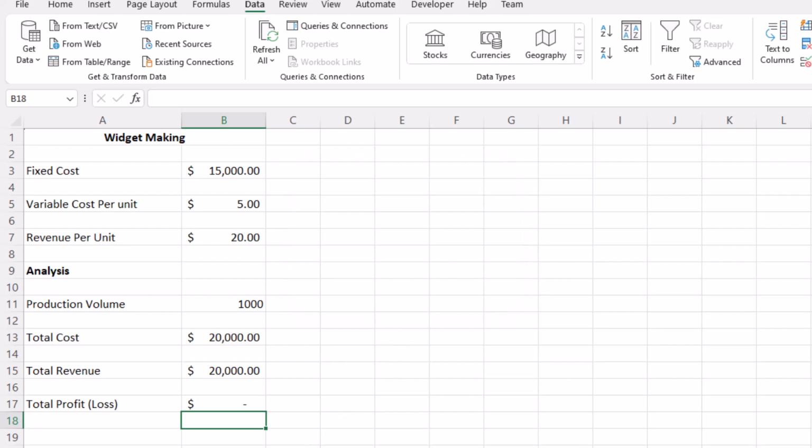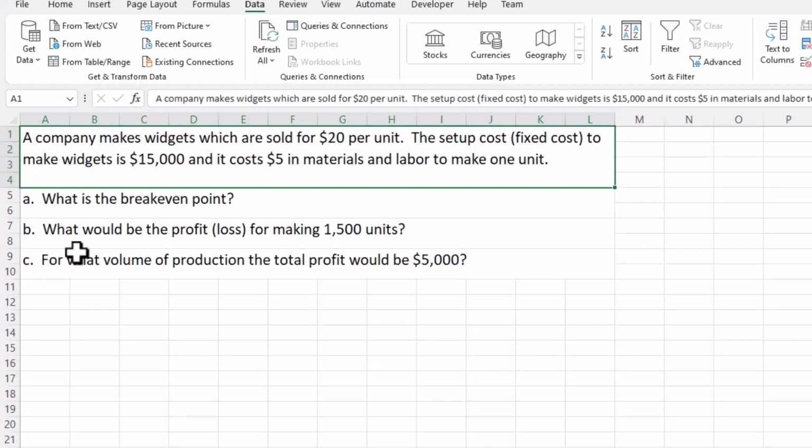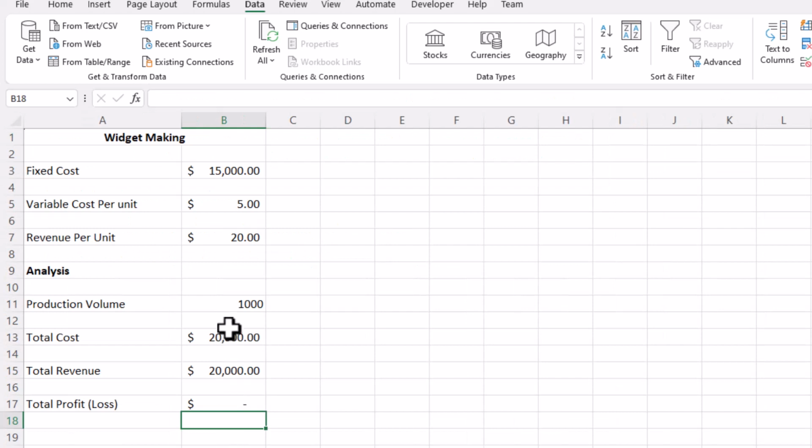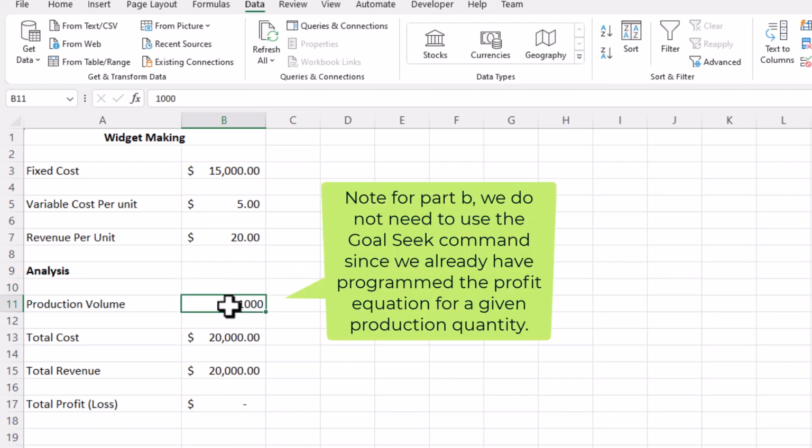Now let's see what part B was. In part B, what would be the profit or a loss for making 1,500 units instead of 1,000? Let's go back to the goal-seek. And we're going to change the production volume to 1,500. And for 1,500 units, we will have a total profit of $7,500.